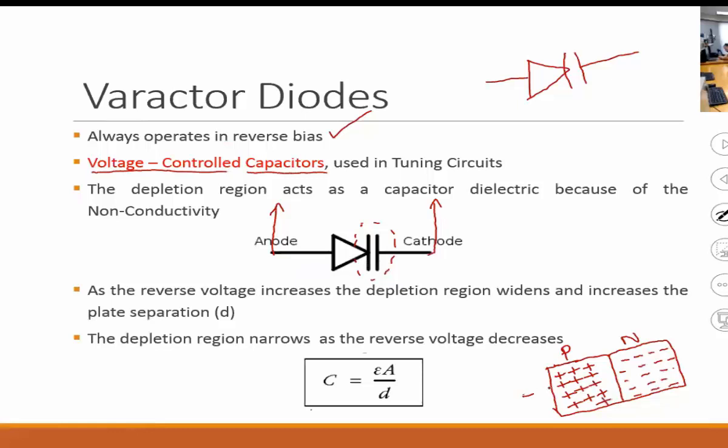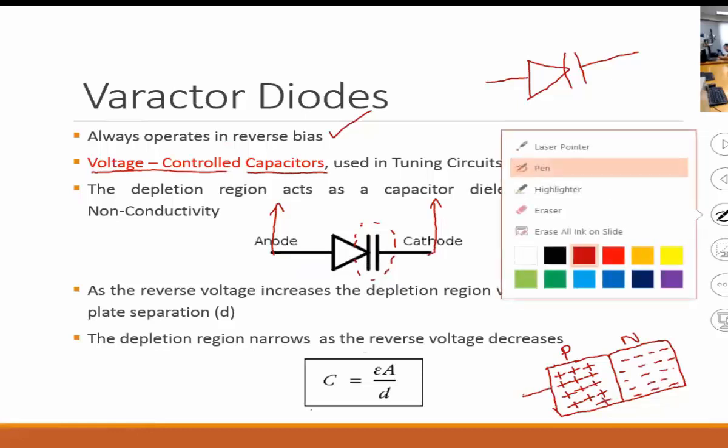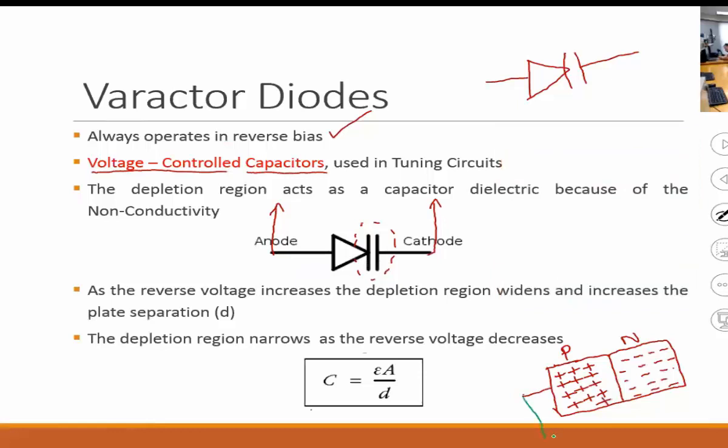So reverse bias means we take the P-type and wire it to the negative, N-type to the positive, correct? So what will happen when we do this? What will happen when you have a P-N junction in reverse bias? Specifically, what happens to the depletion region? If I increase this reverse voltage, what happens to the depletion region?